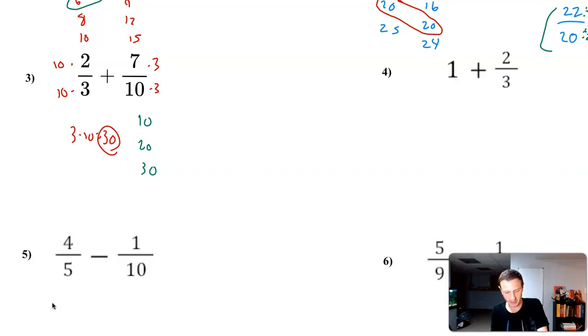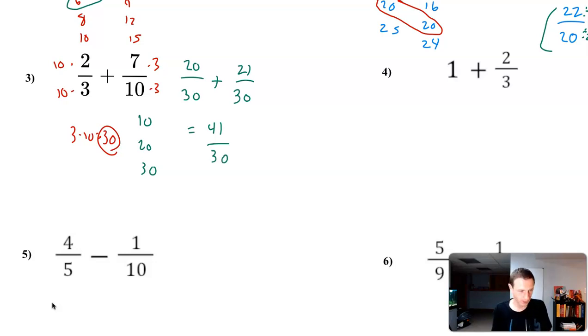We're going to do 2 times 10 is 20 over 30, plus 3 times 7 is 21 over 30. 20 plus 21 is 41 over 30. And that's not going to simplify. That's a little messy, so I'm going to leave it as is.